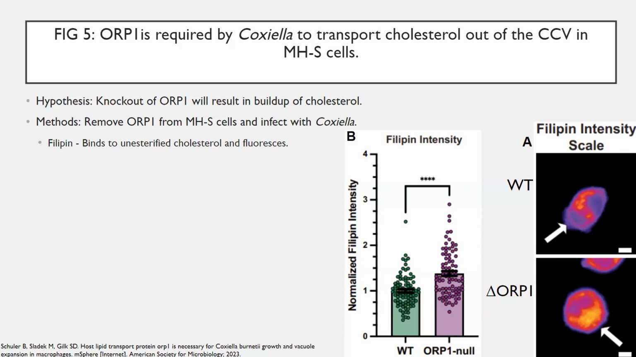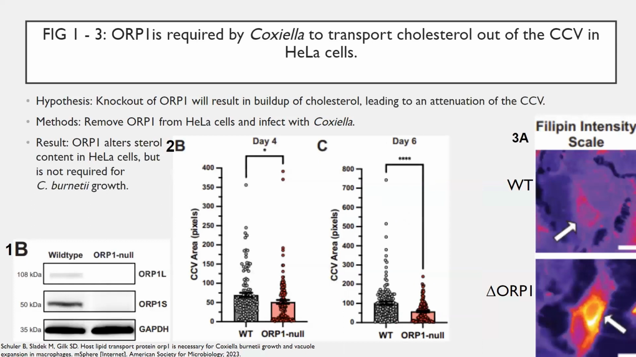So yeah, just to go through the methods again, they knocked out ORP1 from the MHS cells and infected them with Coxiella, and then monitored the cholesterol within the membranes over time. All right, and so figures 1 to 3 are basically those same 2 experiments, but done in HeLa cells. I combined all 3 because the results are very similar, but also different in some key areas.